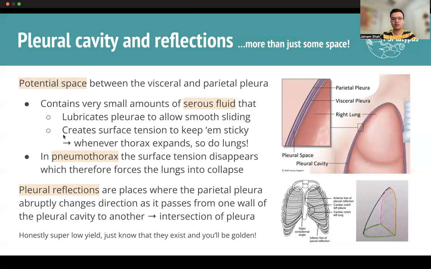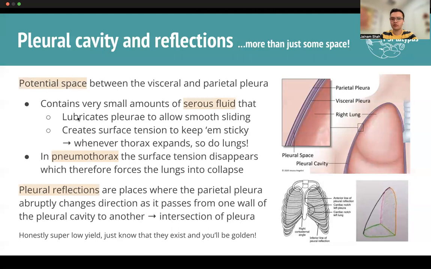It also creates a bit of surface tension. And the way that I like to think about this is if you have two glass slides and you put a drop or a couple of drops of water between them, that's some surface tension so that both the visceral and parietal pleura kind of stick to each other. Why is that important? The parietal pleura is attached to the thoracic wall, which will expand and deflate with breathing. And you also want the lungs to be synchronized with this movement. So when my thorax expands, I also want my lungs to expand so that I can take in as much oxygen as I can. And that surface tension really helps with that process.